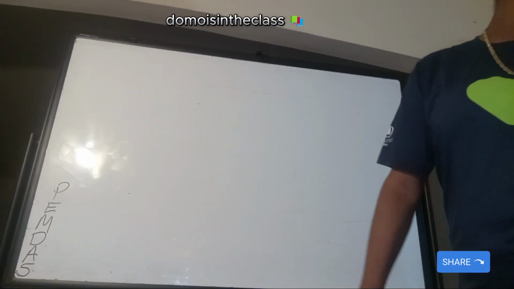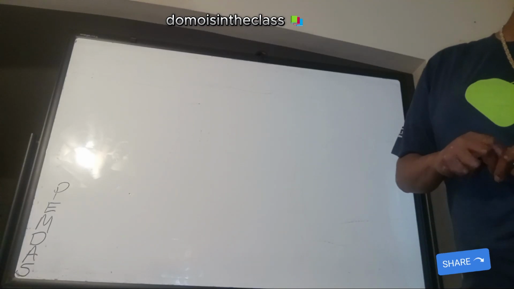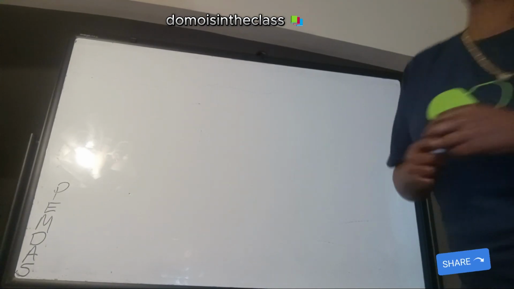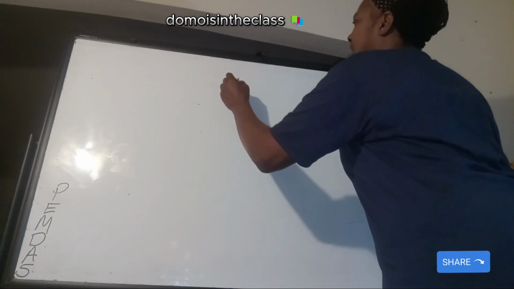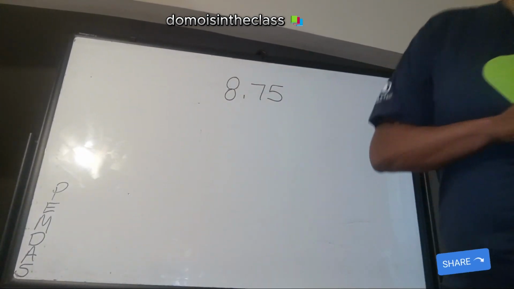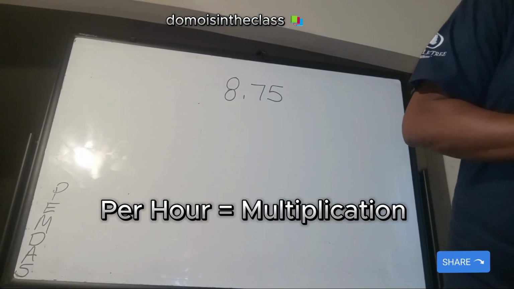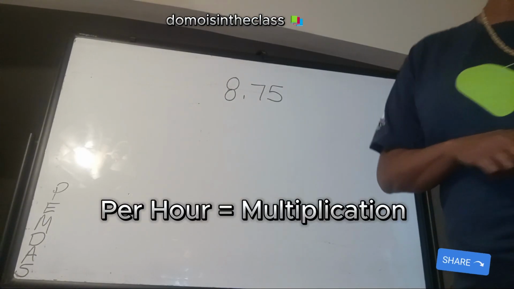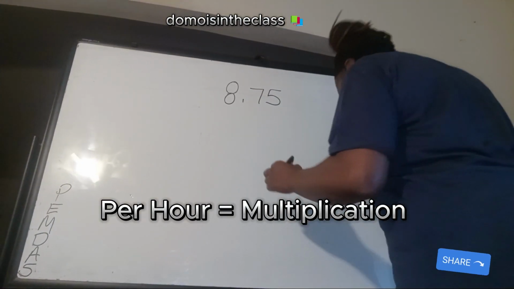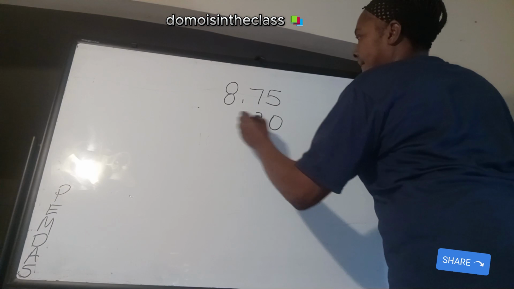So, as the problem says, Paul had a job during the summer where he earned $8.75. And then it also says per hour, right? And he worked 20 hours. So that's going to be our first step. Our first step is 875 times 20.